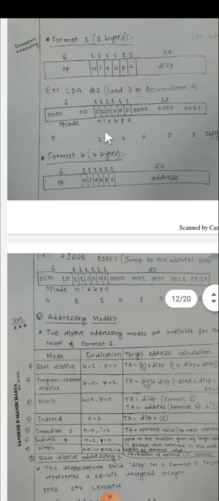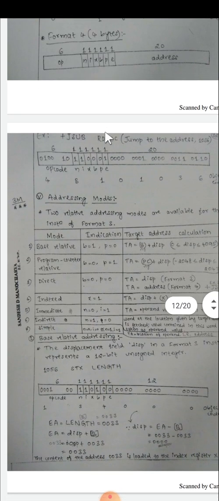Next, let us move to format number 4. Instructions in SIC/XE may be in this format also. This format number 4 takes 4 bytes of memory.